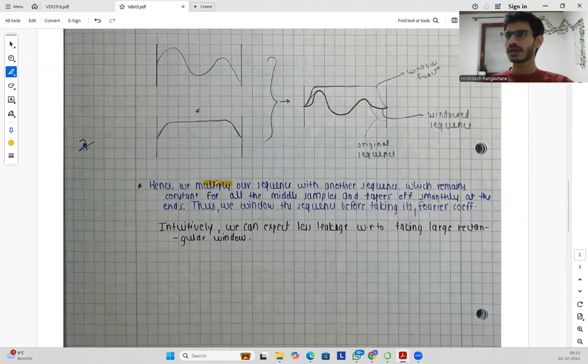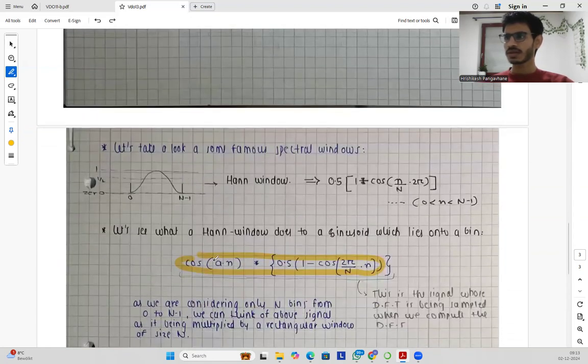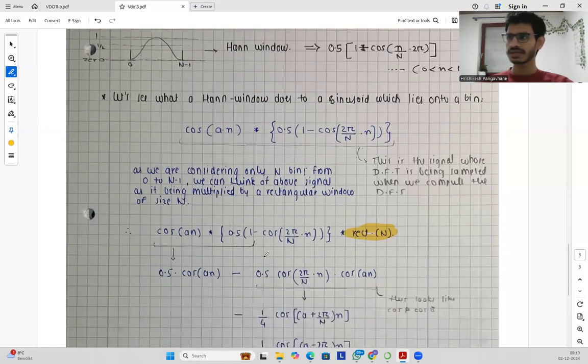So basically, we window the sequence before taking its Fourier coefficients. That's what we mean. So this is the signal, and this is a signal whose DFT has been sampled before we compute the Fourier series. As we are considering only N bins lying from 0 to N minus 1, we can think of this whole signal as if being multiplied by a rectangular window of size N. So it is the same thing. We can realize it with the same.